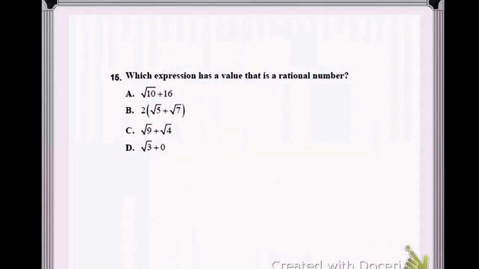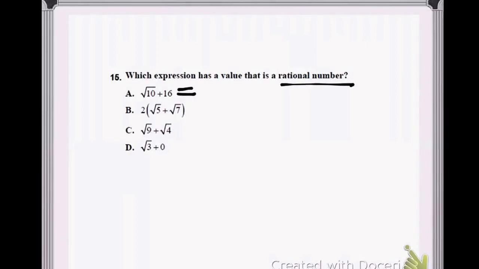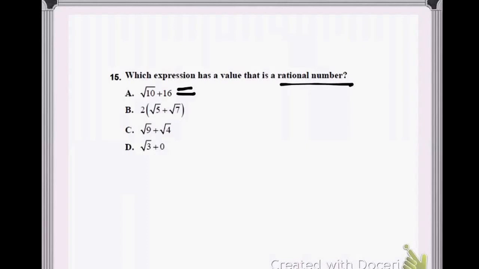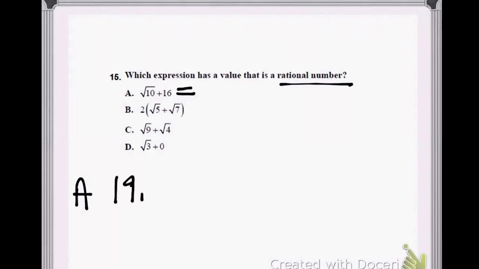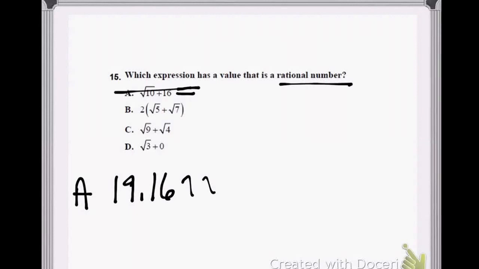Which expression has a value that is a rational number? Well, the only way you can do that is work it out. What is the square root of 10 plus 16? So in decimals, that gives me 19.1622776, and so on. So that's irrational.